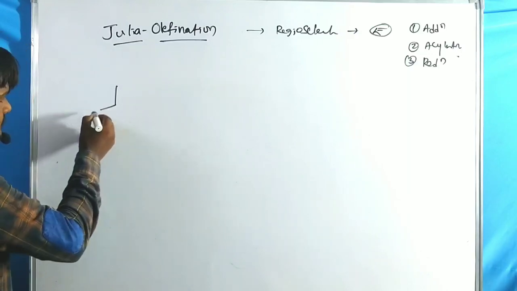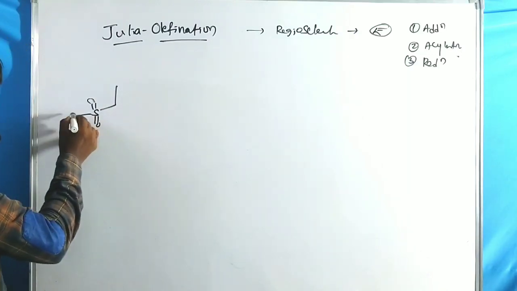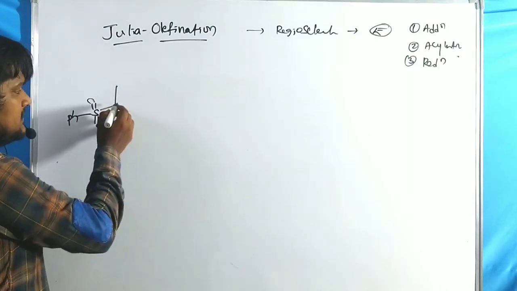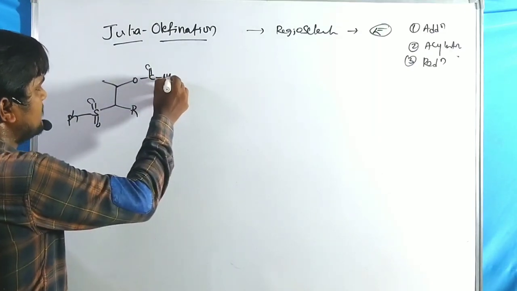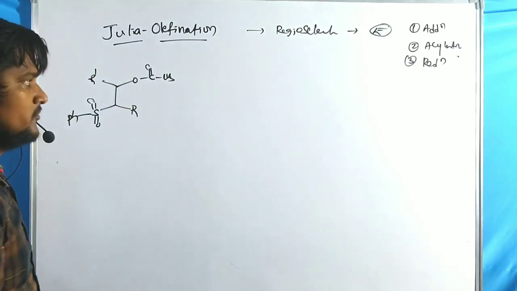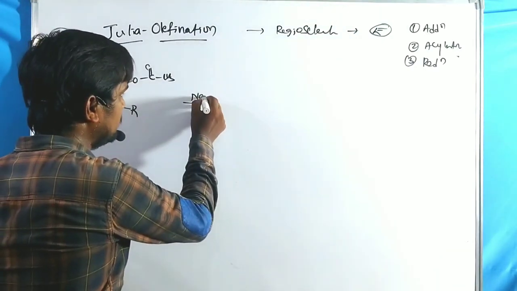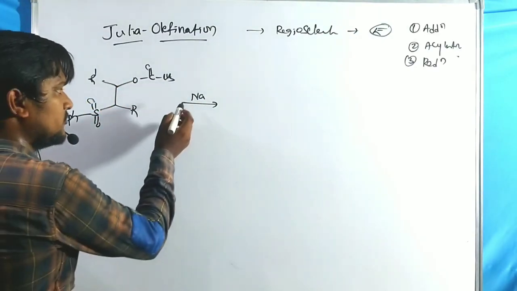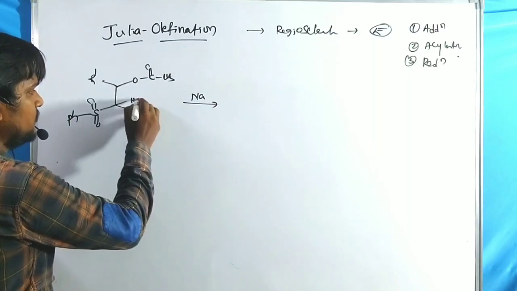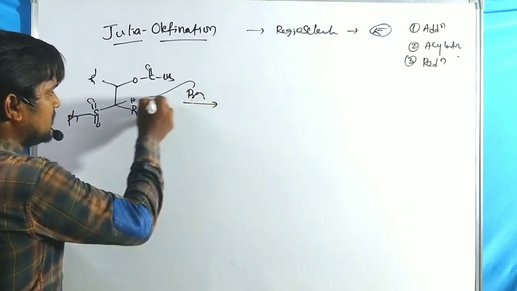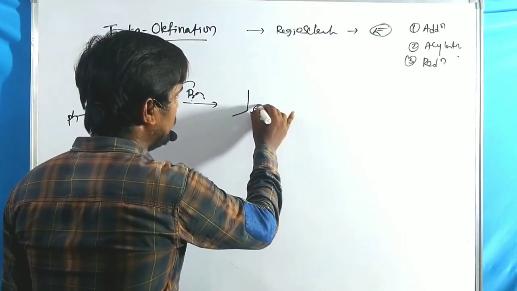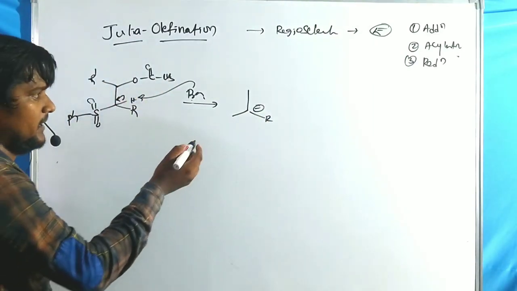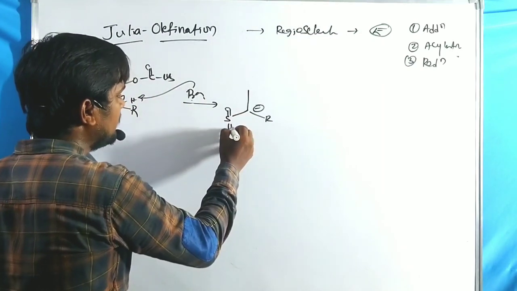Now here it is S double bond O phenyl, that means aryl sulfone. Here R, here O, C O, CH3, here it is R dash. So here, before the sodium, we use a base. That base abstracts the proton and it becomes an anion. Why? Because the carbon attached to the sulfonyl is acidic in nature.